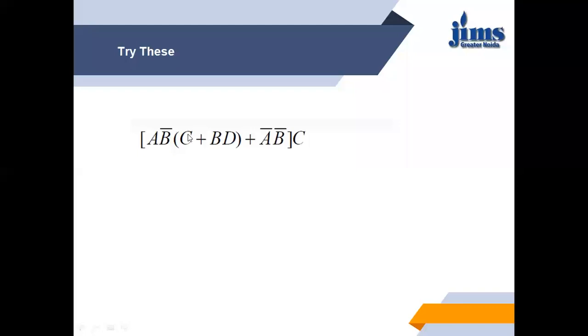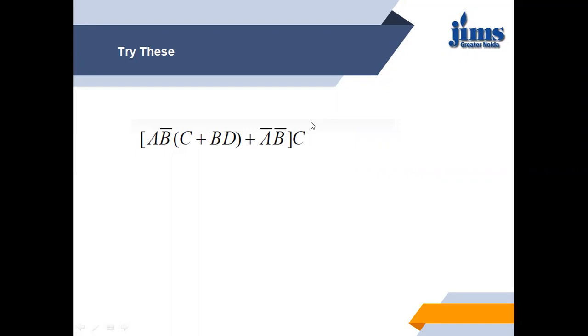First, what you do, you open this bracket, then it will be A B bar C multiplied with A B bar B D. Then open this large bracket, then multiply the whole terms by C. Hence you will get an expression without any bracket. Then solve it, applying whichever postulate can be applied to any literal.